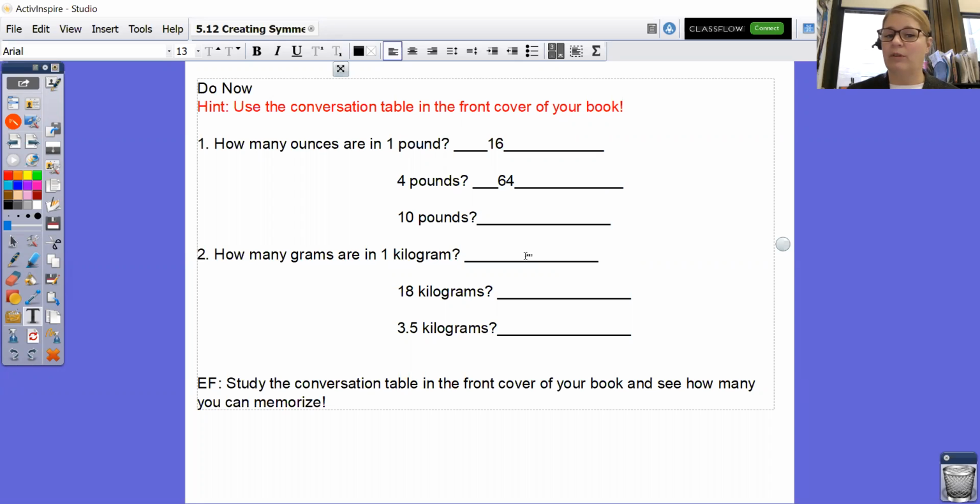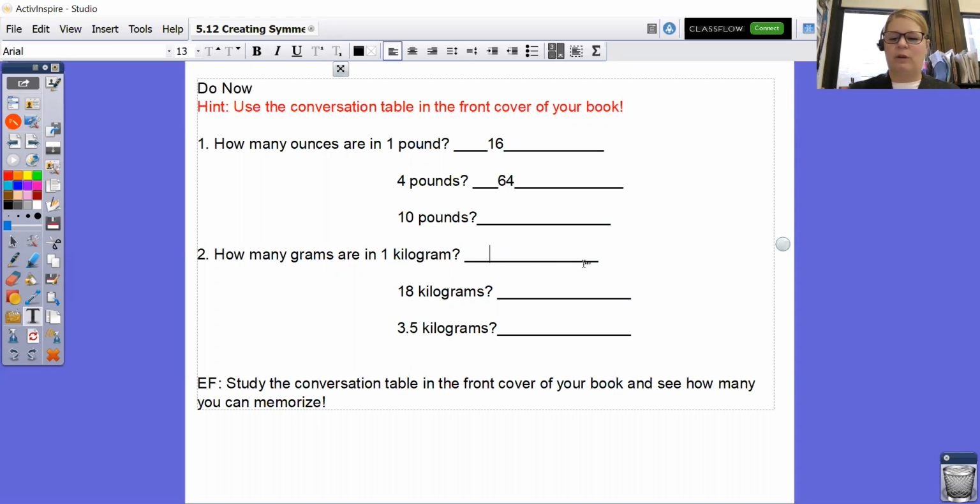So how many grams are in 1 kilogram? Kilo, what does that mean to you? Kilos are big. There's 1,000 grams in 1 kilogram. This should sound familiar with meters, liters, the word 1,000. So how many grams are in 1 kilogram?